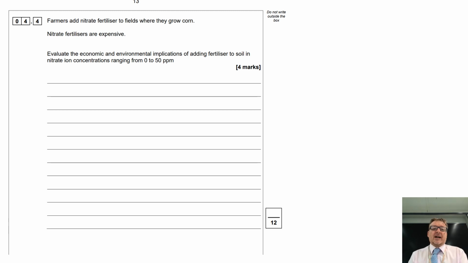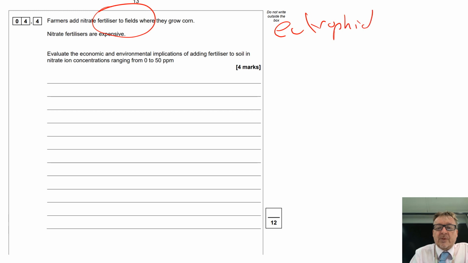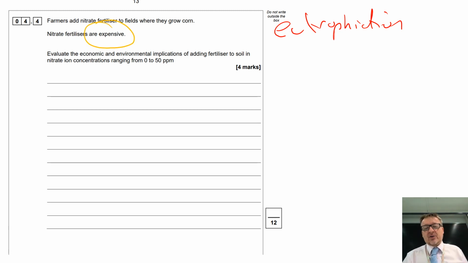4.4. Farmers add nitrate fertilizer to fields where they grow corn. Okay, I can feel eutrophication coming on. Okay, coming up a fair bit this time. Whether they're going to talk about it or not. Nitrate fertilizers are expensive. Okay, right, let's forget about eutrophication. What I'm going to do is I am then going to talk about expensive. Right, as soon as they start talking about expensive, the whole question then is going to be about money.